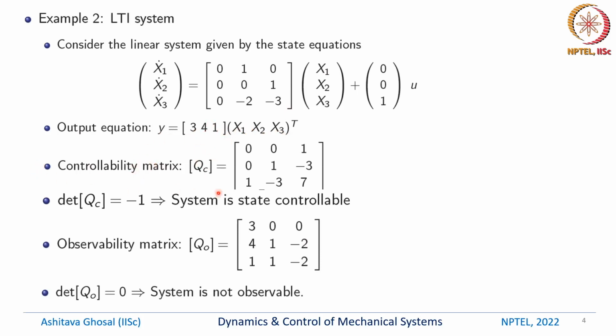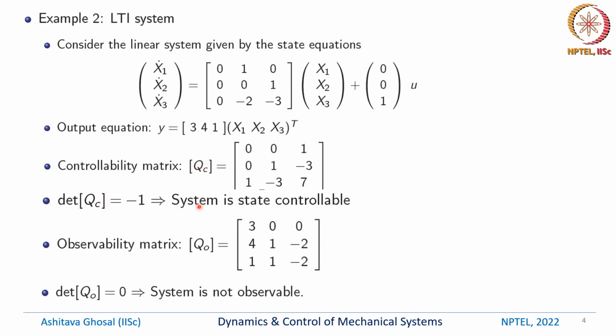So again, we can compute the controllability matrix, which in this case is 0, 0, 1, 0, 1, minus 3, 1, minus 3, 7. Okay, so it is G, then F into G, and then F square into G. And we can compute the determinant of this QC matrix.